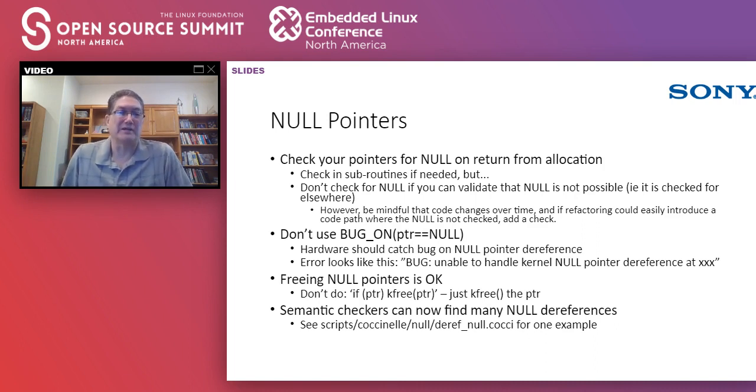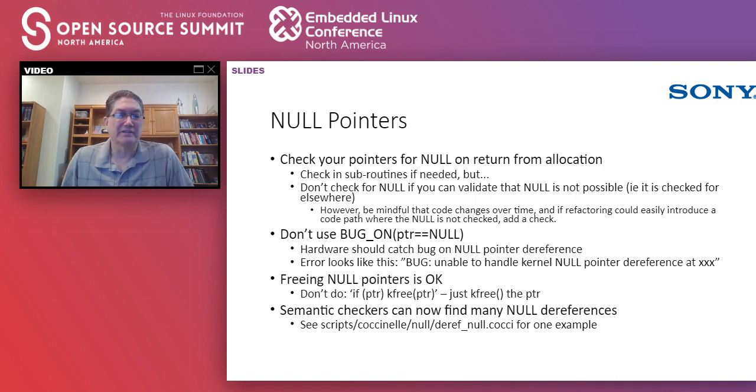Another thing about null pointers is you'll see this a lot in the kernel. People will have a macro called BUG_ON, which emits a bug if a pointer is null. That's actually discouraged. The hardware will catch bugs on null pointer dereferences. The kernel has, down at address zero, a page of zeros, and there are fault mechanisms for all the architectures to handle that. So you really don't need to put explicit BUG_ONs in your code.